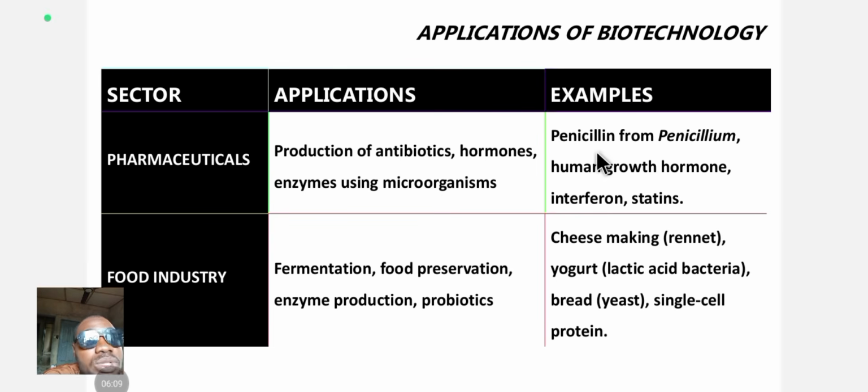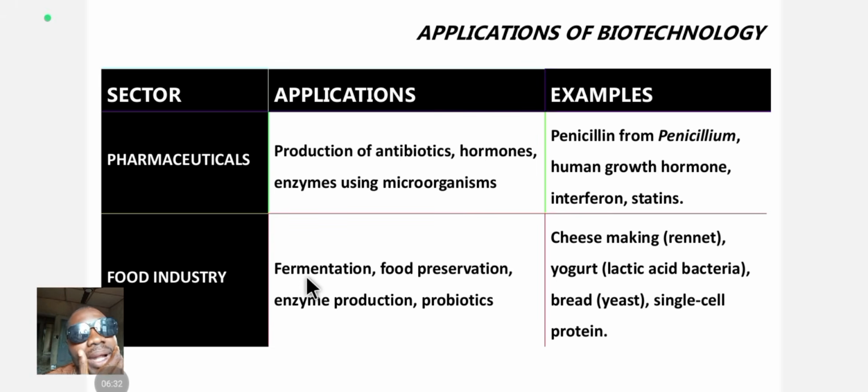So let's look at the examples. The examples include penicillin from penicillium, human growth hormone, interferon, statins. These are medication, these are drugs. The next sector that biotechnology is applied in is the food industry.